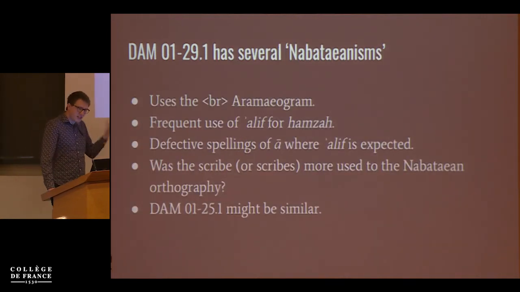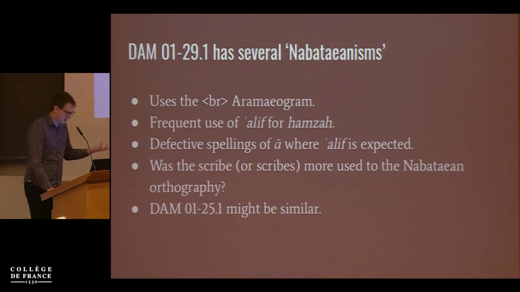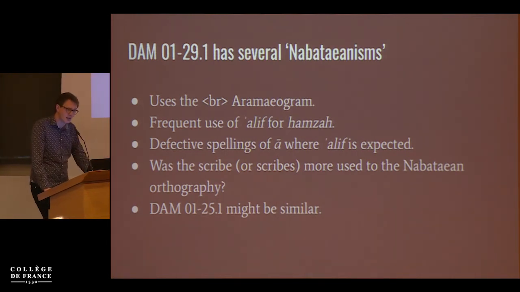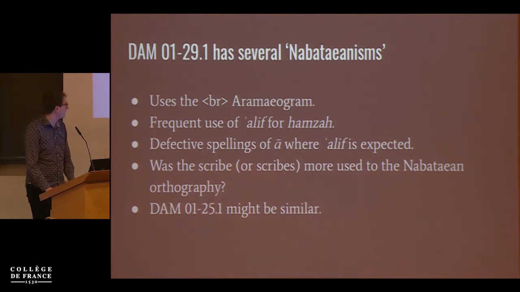So DAM 29 is interesting. It has a couple of Nabataeisms, actually. It uses this bar arameogram. It frequently uses alif for hamza. It frequently has defective spellings for a, where we really would not expect that. So does this mean that the scribe was actually more used to Nabataean orthography? Is that what's going on? I don't know, but there seems to be something really archaic and strange going on here.